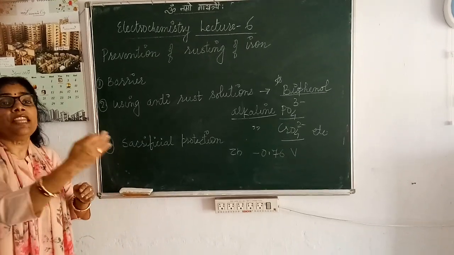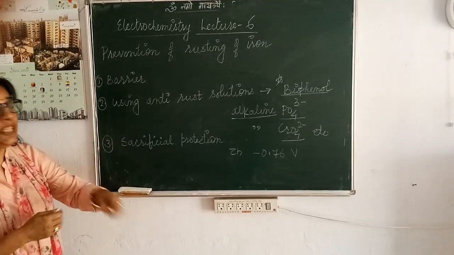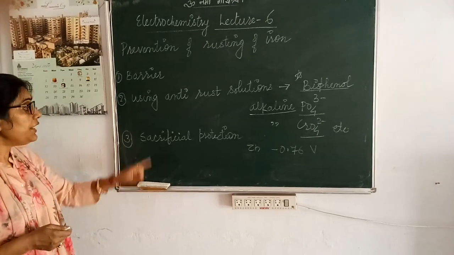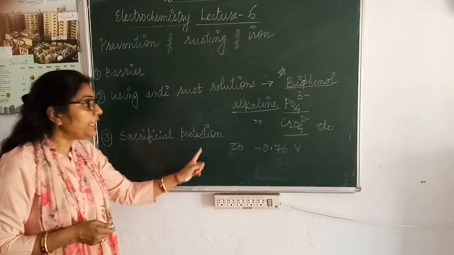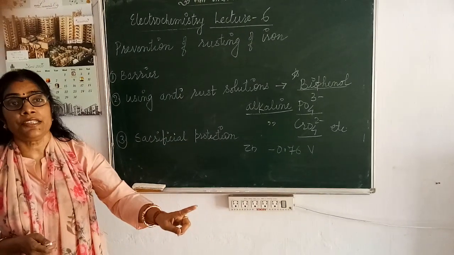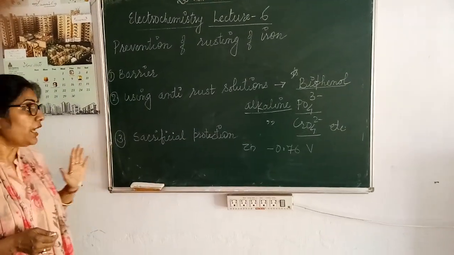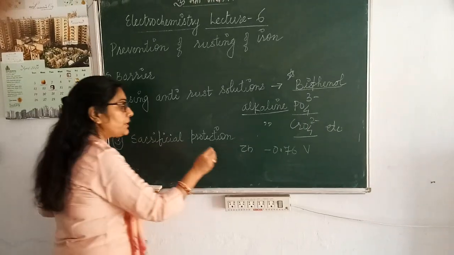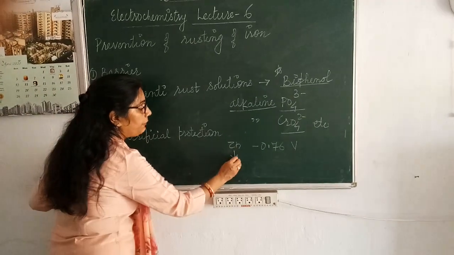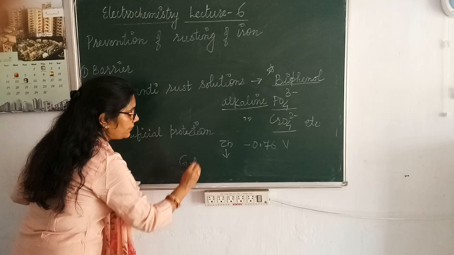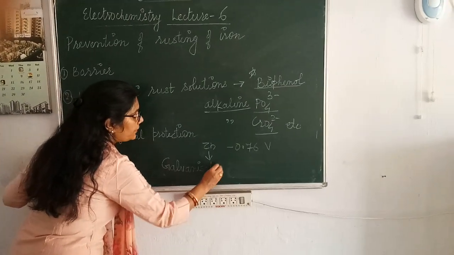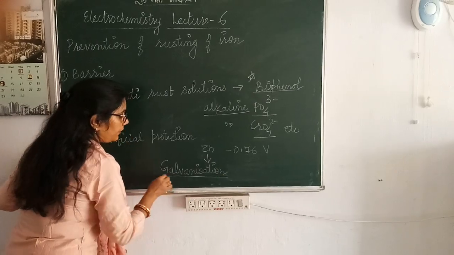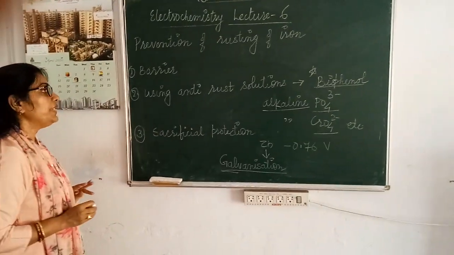I said the greater the reactivity of a metal, the more the rate of corrosion. But still in the case of iron we use zinc. Why? Because zinc, by getting oxidized first, protects the surface of iron. And the process by which we give the coating with zinc is known as galvanization. This is also very important. That term is known as galvanization.